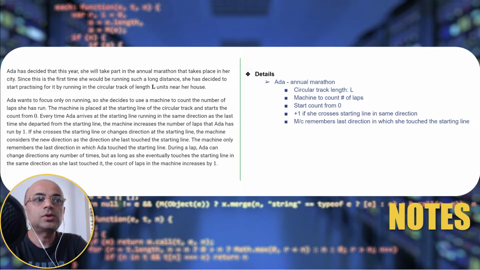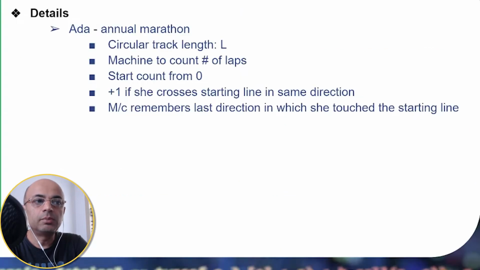The problem talks about Ada participating in a marathon, and for that she wants to practice in a circular track of length L. There will be a machine which counts the number of laps. There is a starting point in that circular track, and the machine starts with a count of 0. Whenever Ada, while running in the circular track, crosses the starting point, the machine increments the count of the number of laps by 1.